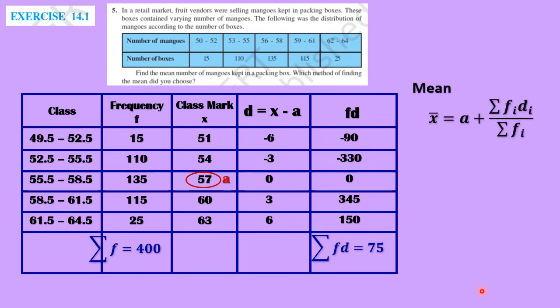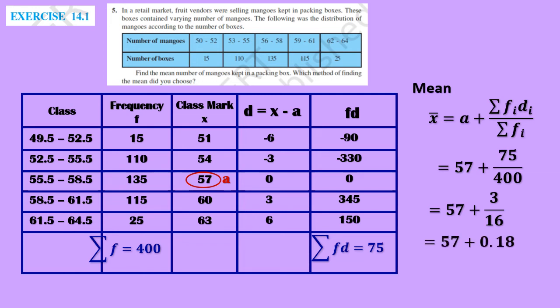Now apply the values in the formula. 57 plus 75 by 400. So simplify 75 by 400. Both are divisible by 25. So 3 by 16 you will get. Then 3 by 16 is equal to 0.1875. You round it to 2 decimal places. Then the answer will be 57.18. So the mean number of mangoes kept in the packing box is equal to 57.18. Next question, question number 6.